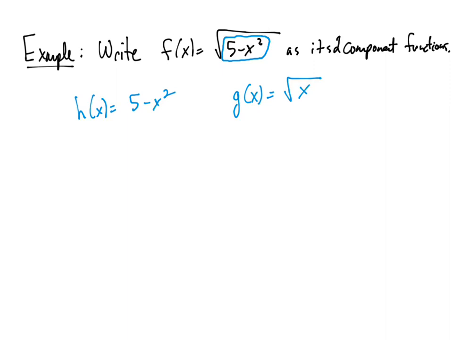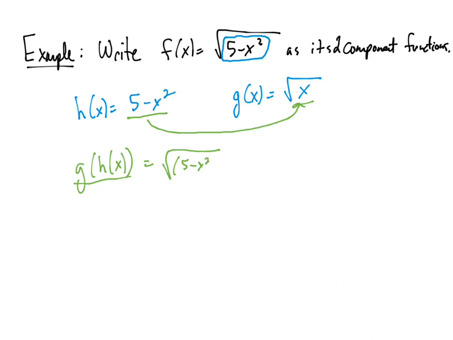And we check this by actually doing the composition. This function, 5 minus x squared, looks like it's getting inputted into the g function. So if we say g of h of x, would that give what we want? Well, we're taking the h function and putting it into the g function. If we do that, that gets us what we want. So that is indeed correct.